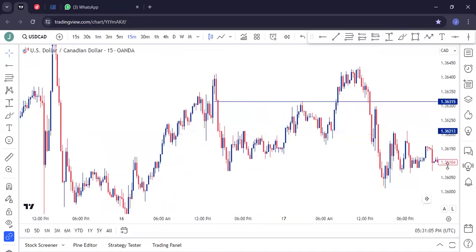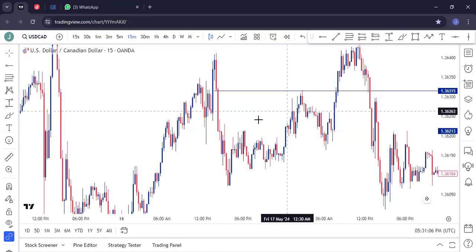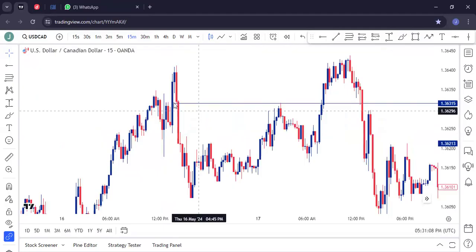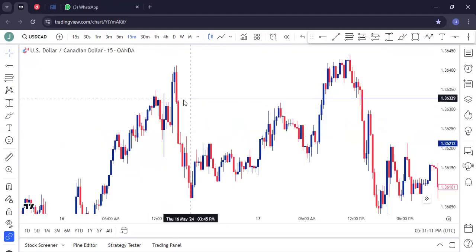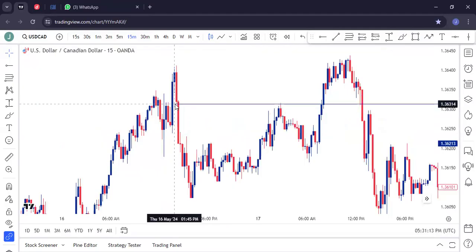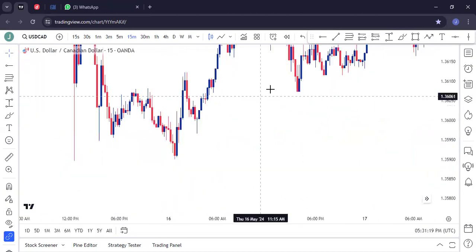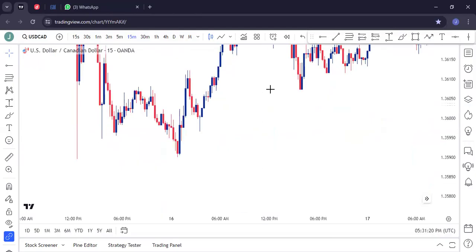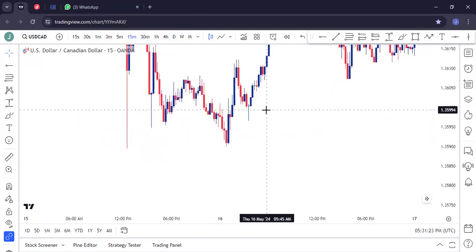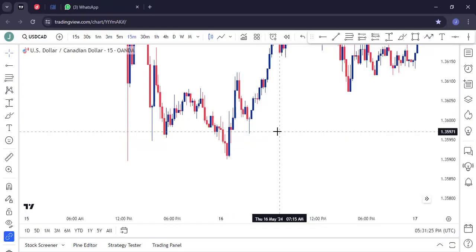Now, in the coming lessons, we will learn about formations. So this price came to this formation here. There was a formation here. We will learn about formations.